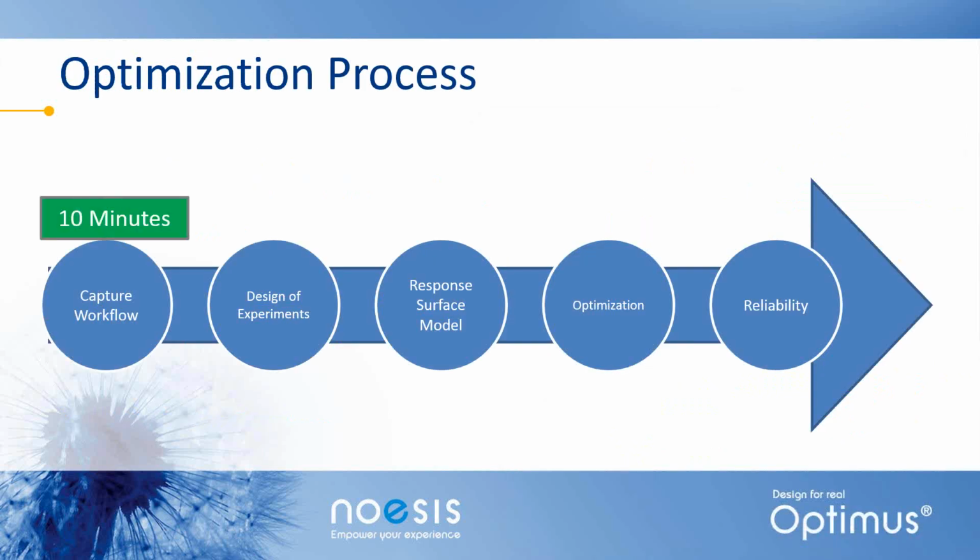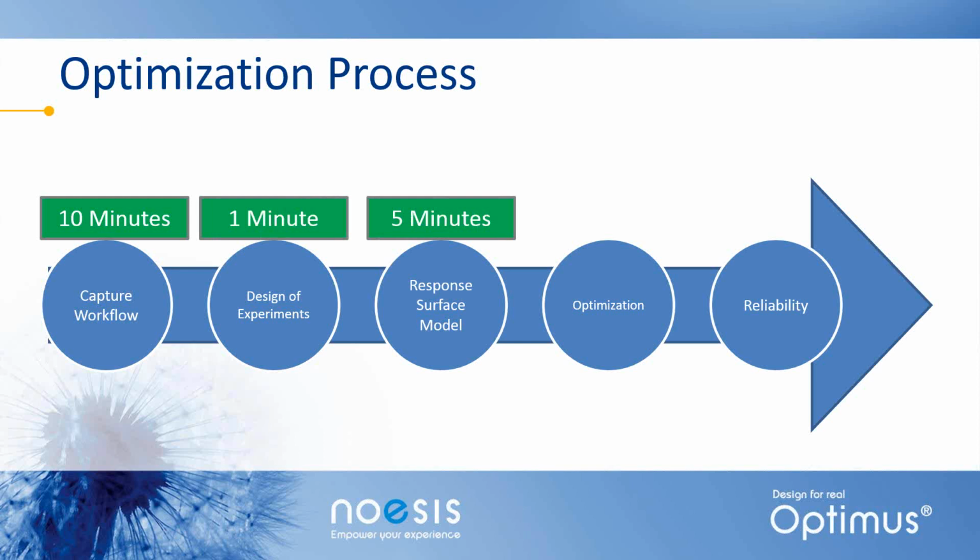So to give you an overview of the amount of time that it took, hopefully you could tell the ease for each one of these processes. There really were a minimal number of button clicks to get there. But it took about 10 minutes to capture the workflow, only about a minute to set up the design of experiments, and then about 10 minutes to run, 5 minutes to create that response surface model, 2 seconds, as we mentioned, to run the optimization, and then finally about another 10 minutes to perform the reliability assessment. So we were able to do the entire process in less than 30 minutes.